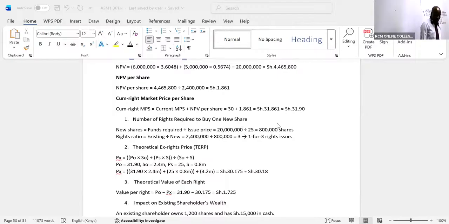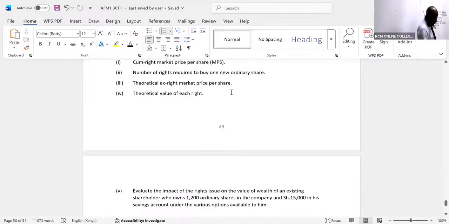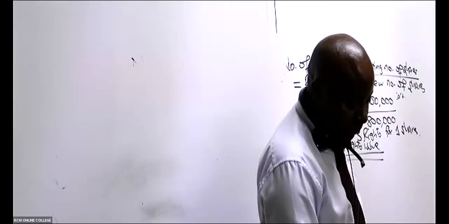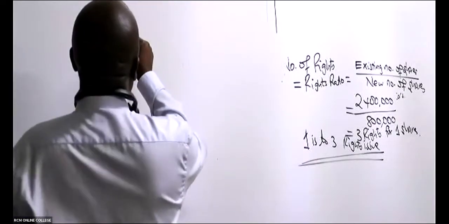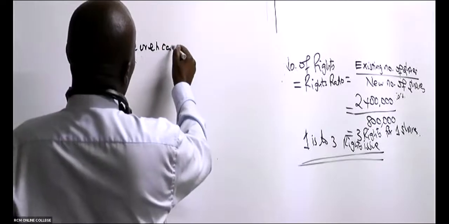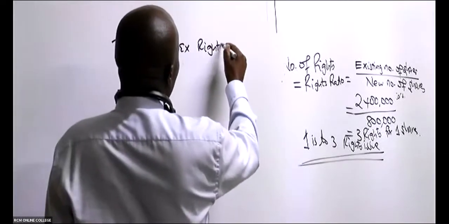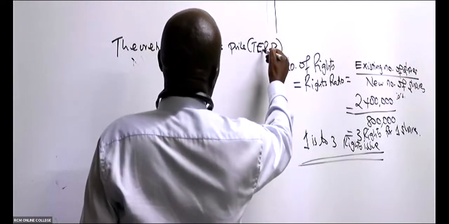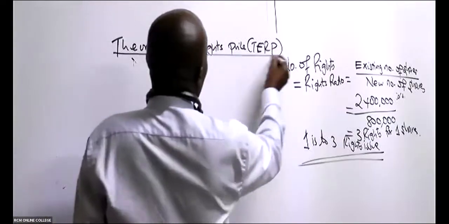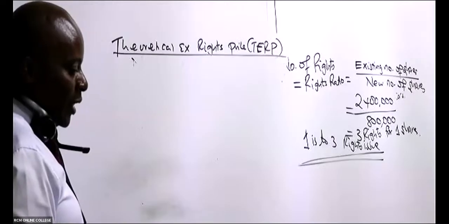Then you look at Roman 3 of this. Roman 2 is over. So Roman 3, what do they want us to give them? They want us to give them the theoretical ex-rights price, isn't it? So is there somebody who can give me this theoretical ex-rights price? Now remember, we normally abbreviate it as TERP, theoretical ex-rights price.